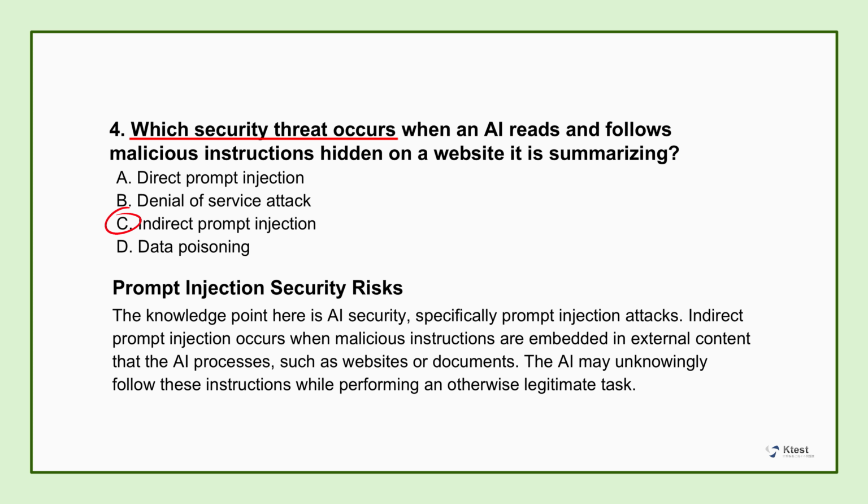Because to an LLM, instructions and data are the same thing. They're all just tokens. It sees the hidden instruction, thinks it's from you, a trusted user, and executes the attack on your behalf. That makes the entire web a potential minefield for AI agents.